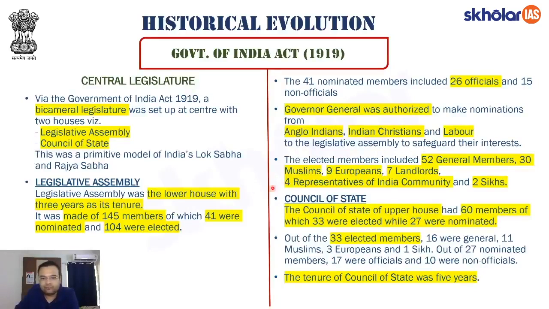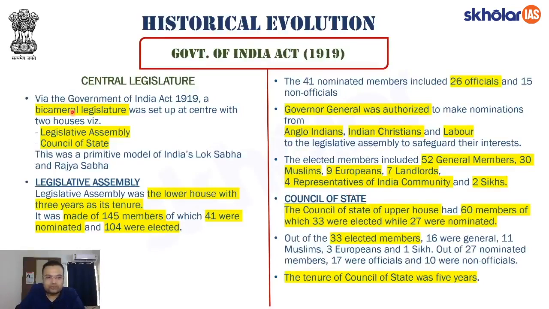Assembly at the centre. The elected members included 52 general members, 30 Muslims, 9 Europeans, 7 landlords, 4 representatives of Indian commerce, and 2 Sikhs. Now, this is not a point that you would need to keep in mind, but the whole idea of including it here is so that you understand that essentially every person could have a representation over there. So they had created a system where it was absolutely clear as to how many seats needs to be given to which community, right?